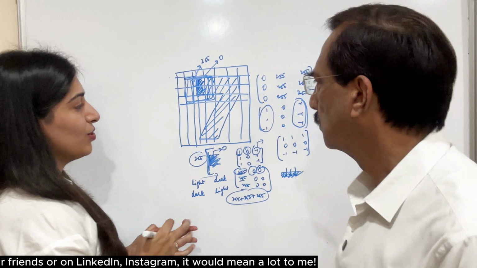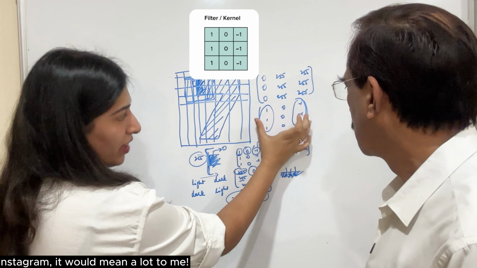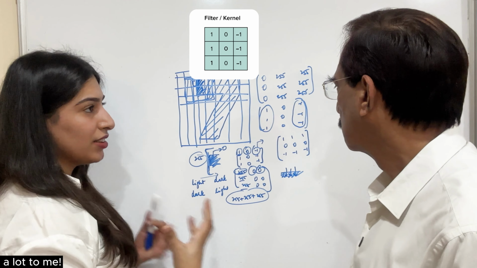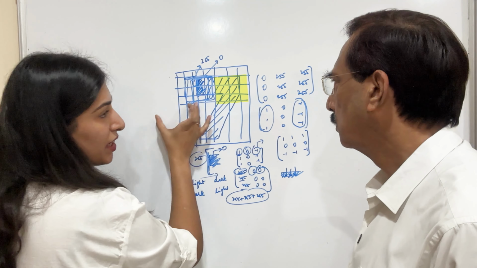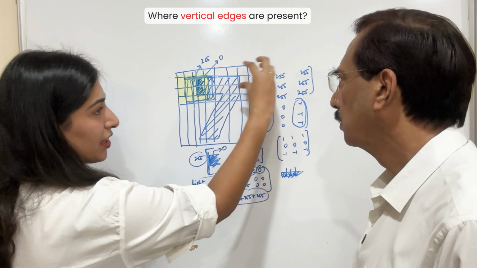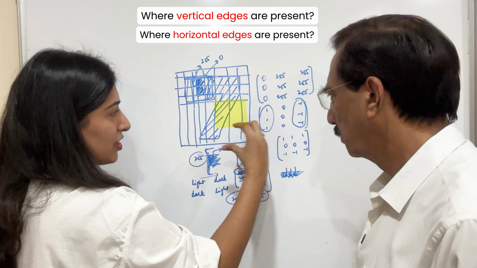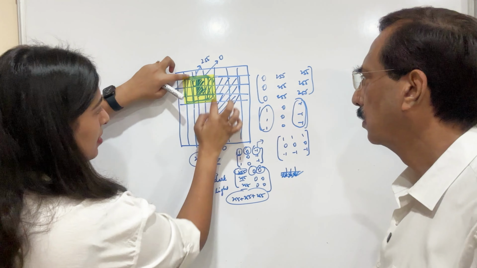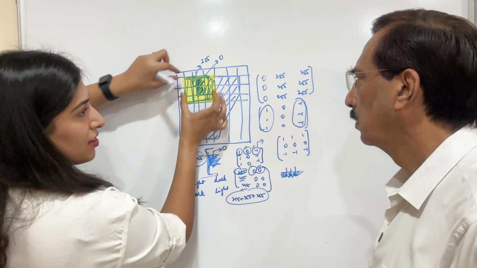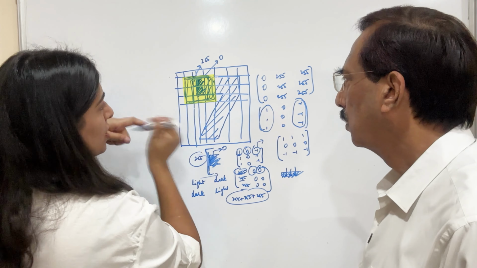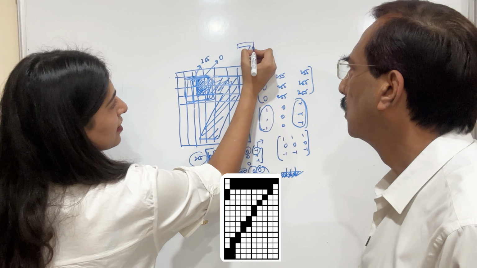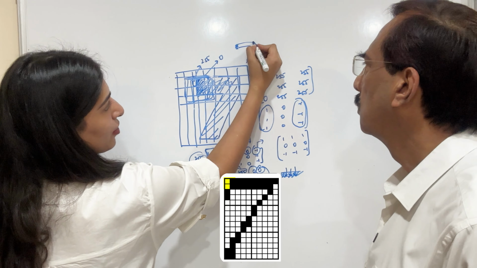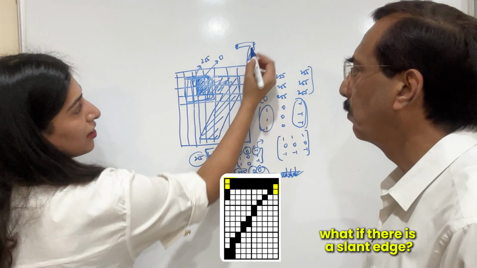Here what we do is we take a smaller matrix, this one. We are going to call it a filter or a kernel. We take the smaller one and go across this bigger image and understand where vertical edges are present, where horizontal edges are present. Currently we took only this part and understood that there is a vertical edge over here. But because we are taking 7, there is a vertical edge over here also and over here. But there is a slant edge. What will happen to that?